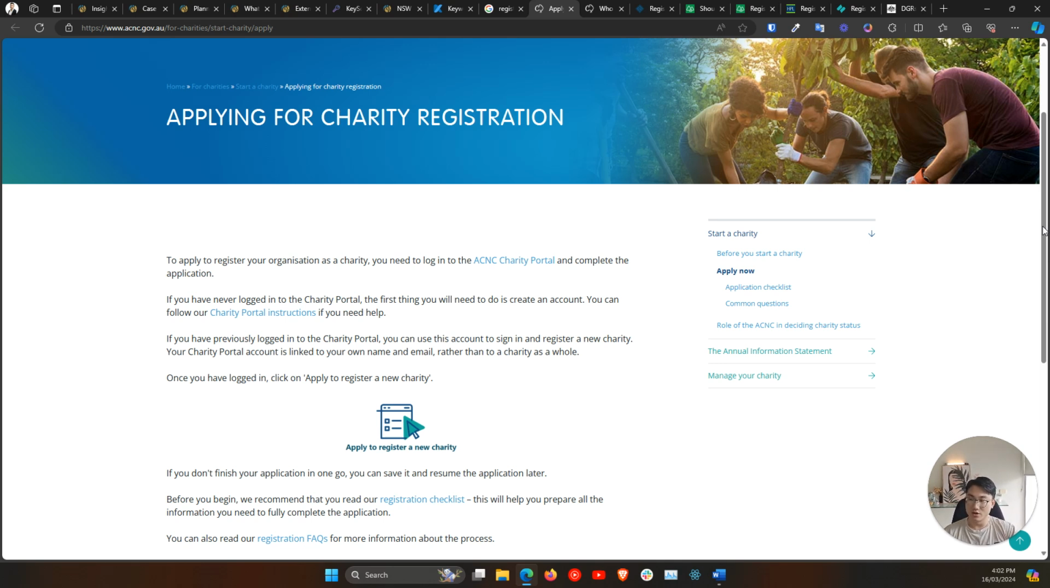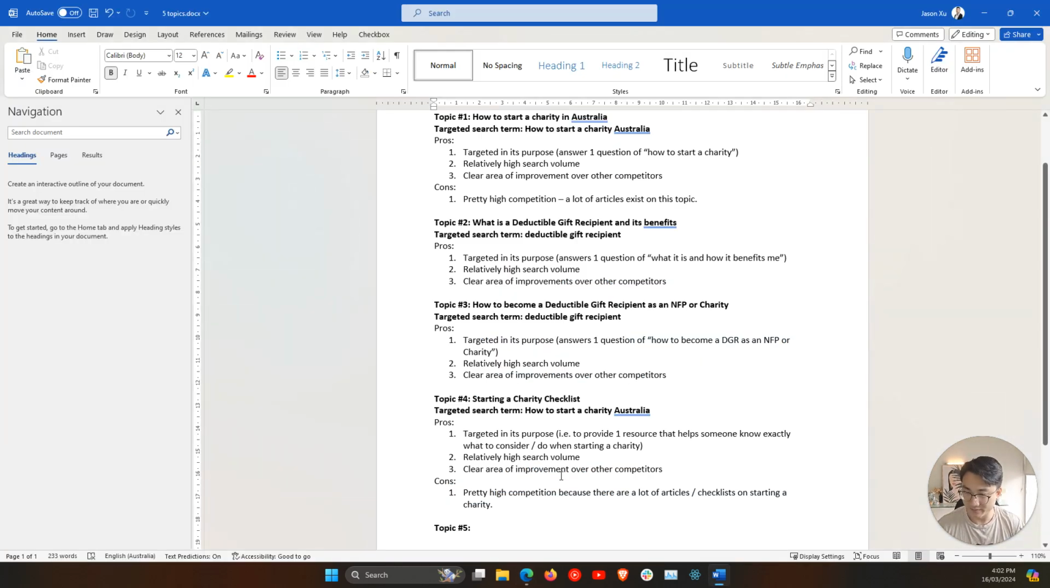So those are the 2 things. You certainly want to have search results that address all the intentions of someone Googling a particular search term, right? I'm not saying this is possible, it's just theoretically. That's just the way I'm thinking. So topic number 5 is how to register as a charity.